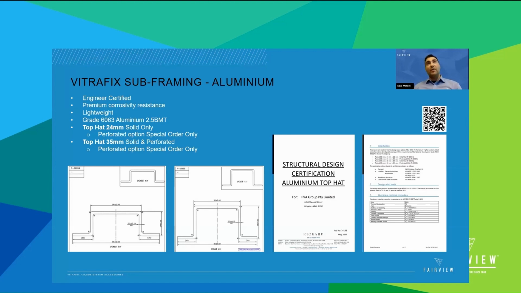It's also available in the Weatherproofing range of products, aluminum profiles. This option, which is still engineering certified, has premium corrosion resistance and is lightweight compared to steel, available in grade 6060 aluminum extruded profiles, 2.5 BMT thickness. It's available in two formats: top hat at 24 millimeter solid only or perforated, and top hat at 35 millimeter solid and perforated. So it's a valid alternative when steel cannot be used depending on project locations or weight requirements of the project.